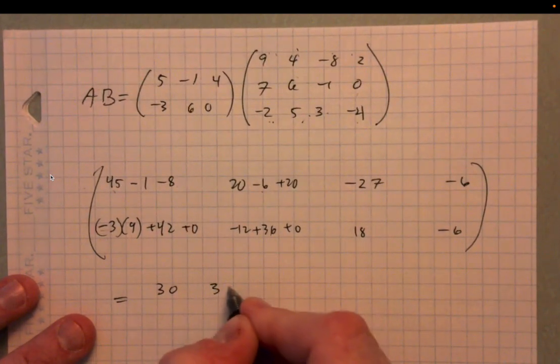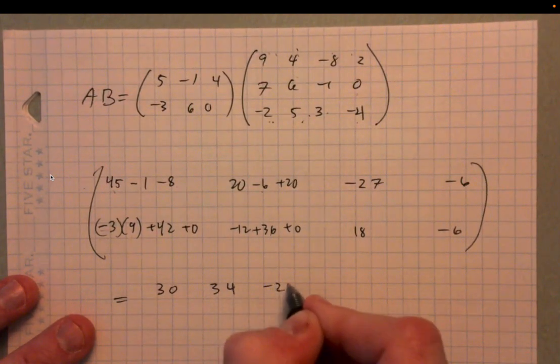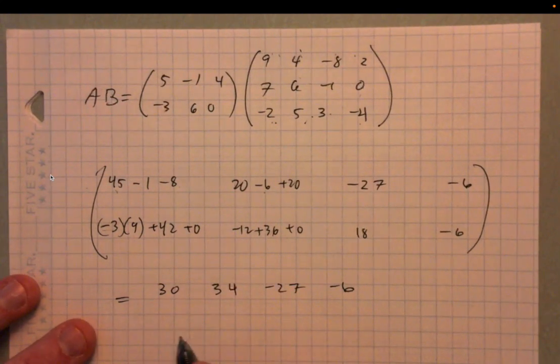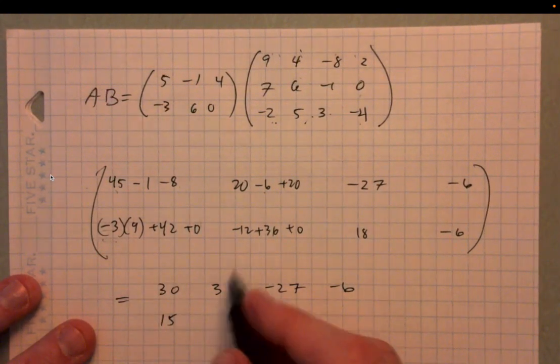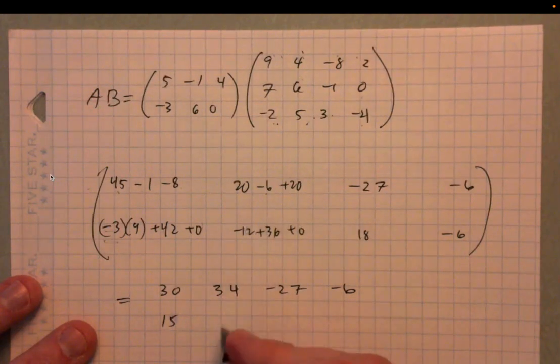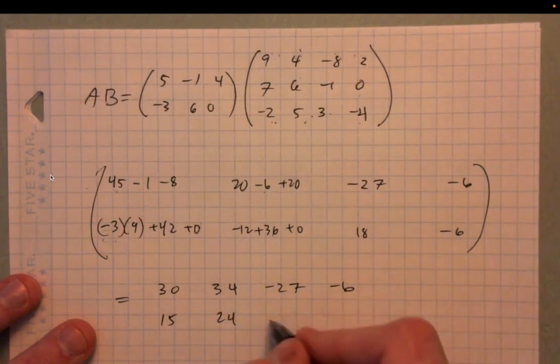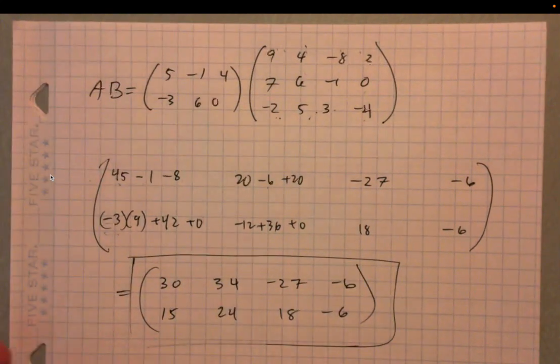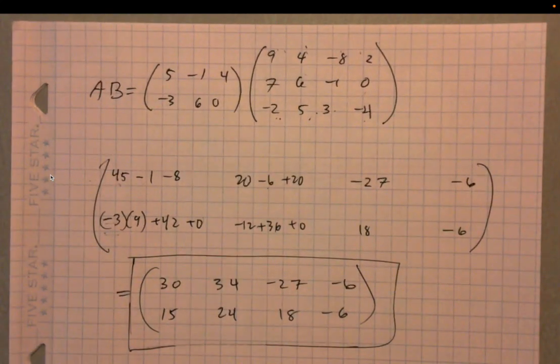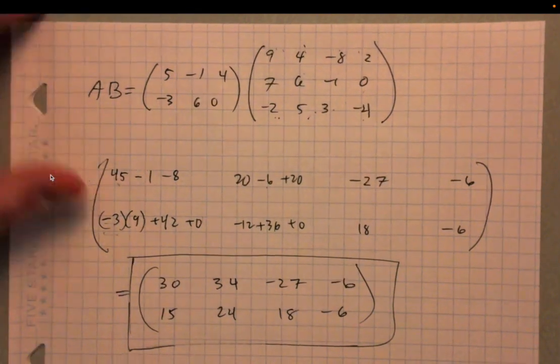So 30, 34, -27, -6, and then 15, right? This here, if you go through this, is equal to 15, and this is equal to 24, and then 18 and -6. So that's sort of the slightly better way to think about these matrix multiplication problems. Okay, let's do another example.